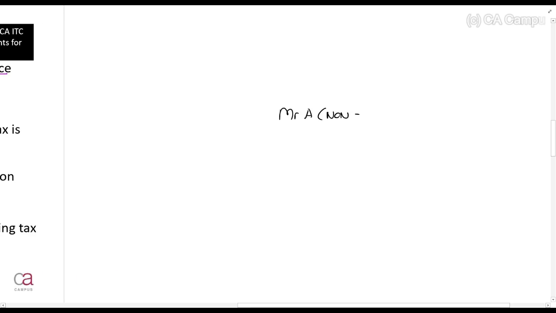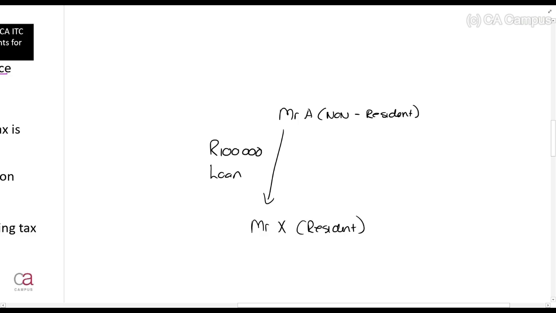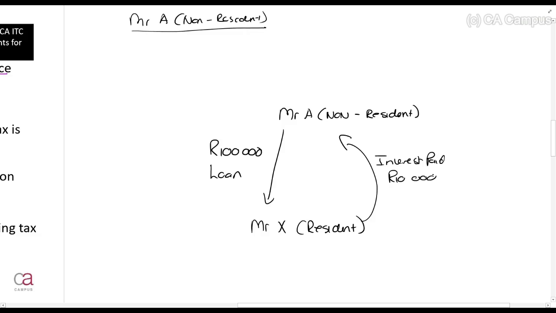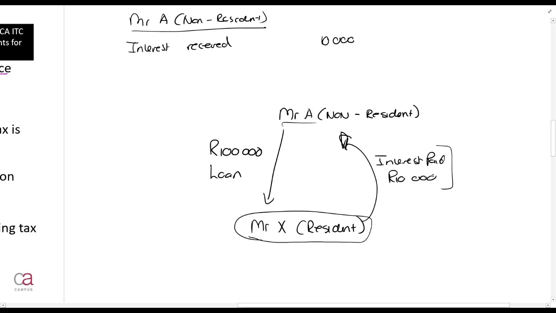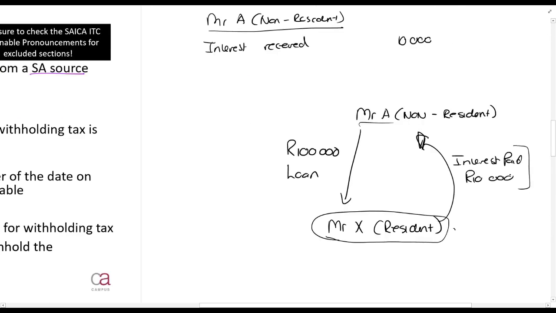Mr. A is the non-resident. He gives a 100,000 rand loan to Mr. X, a resident. Mr. X pays interest of 10,000 rands. So guys, what is important when we are doing Mr. A, the non-resident, that interest there is interest received. Mr. A is receiving it, of 10,000 rands. So that's just important. I'm just trying to remind you, we're looking at the non-resident who is receiving income. So we determine the source by looking at Mr. X here and saying, was it paid by a South African resident? In this case, yes. So that's why it's from a South African source.